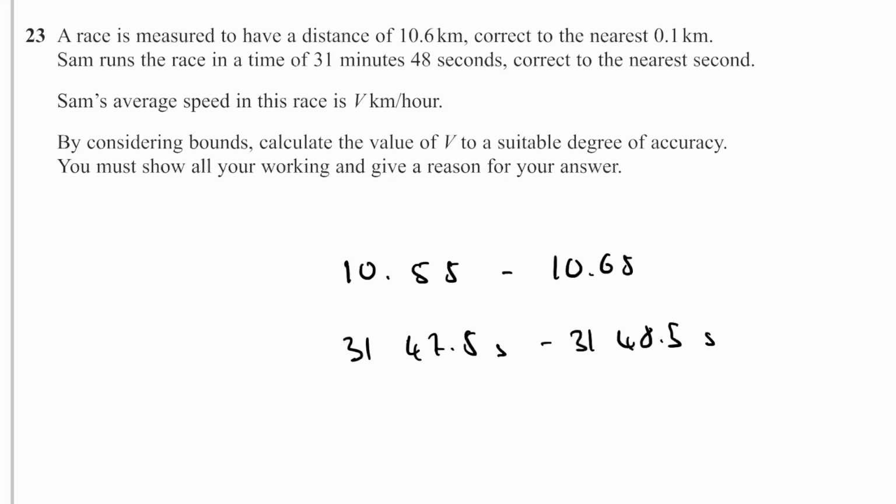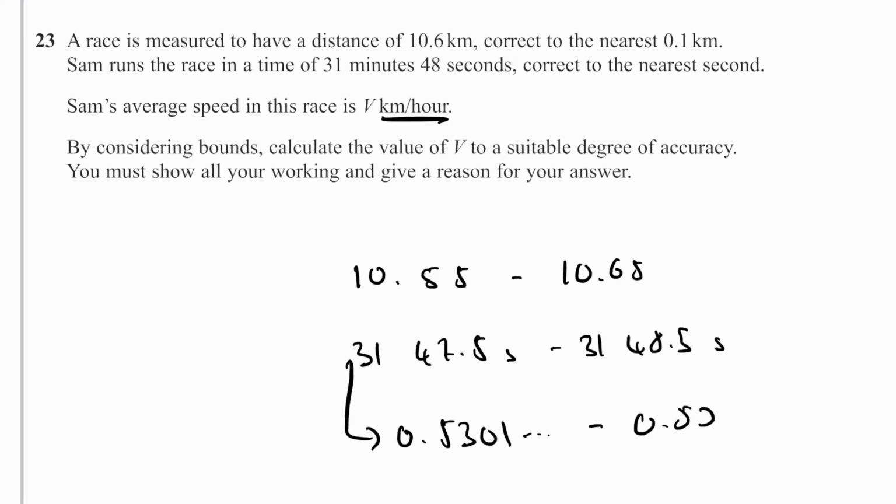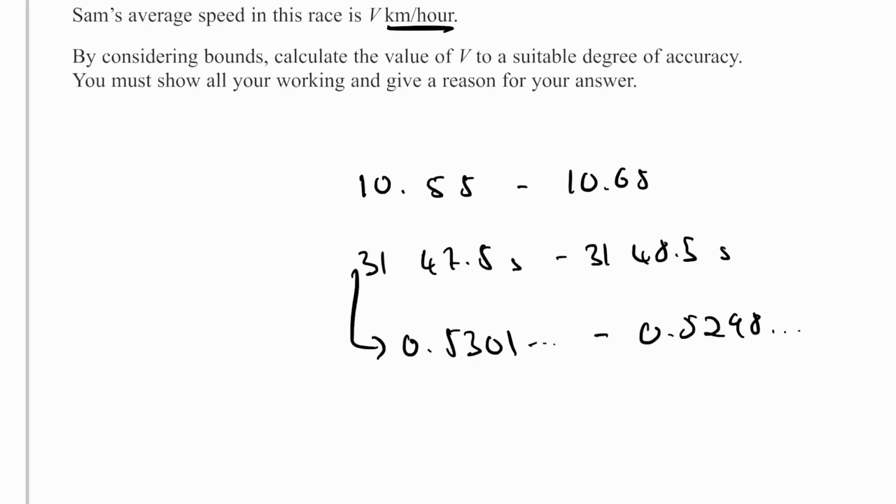Okay, the next step then is basically you want to convert this into hours, because our race speed is given in kilometers per hour. Okay, so to convert this to hours, basically you would take the minutes and work out what they are as a fraction of an hour. So divide through by 60, and then take the number of seconds and divide through by 60 times 60. Okay, and if you do that and then you add those together, you should get that your bounds are now 0.5301 and so on, all the way to 0.5298 and so on.